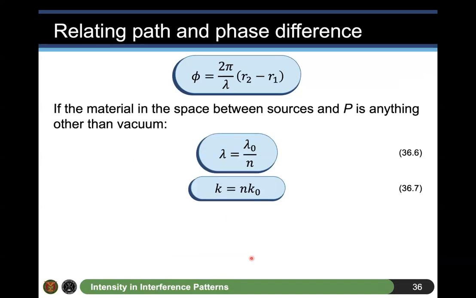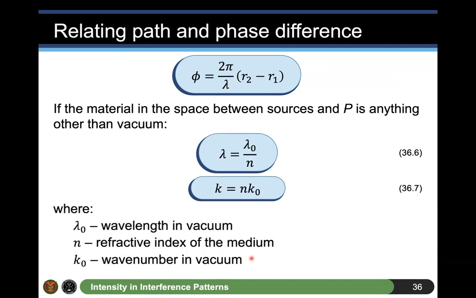Now, if the material is in the space between sources and P is not in vacuum, then we apply yung mga dispersion and propagation equation natin. Okay? Yung lambda equals lambda naught over N and then K equals NK naught. Okay? So mag-a-apply pa rin naman sila, kapag hindi na vacuum. Kapag nasa medium na sila.